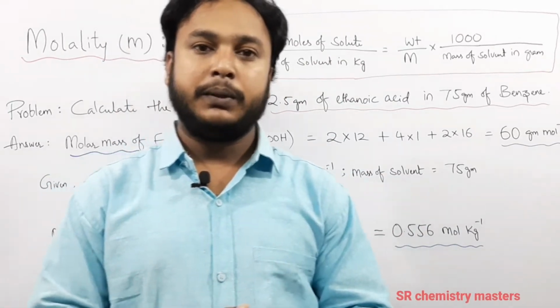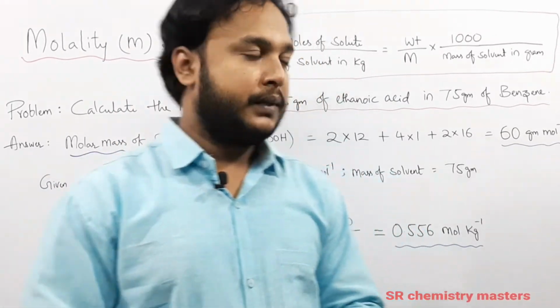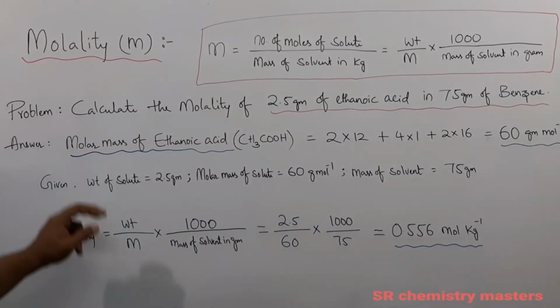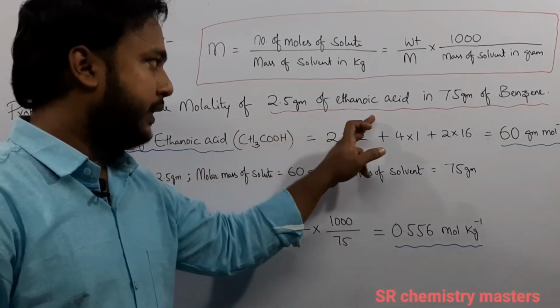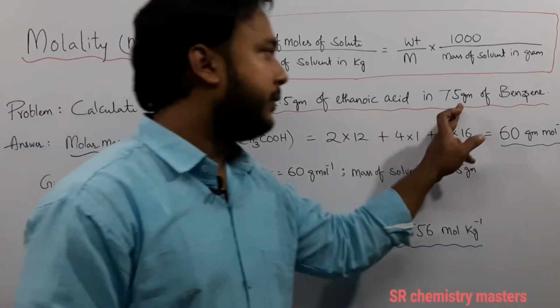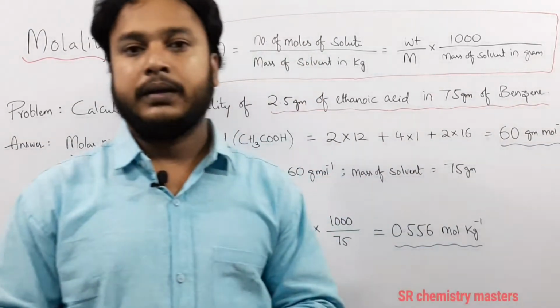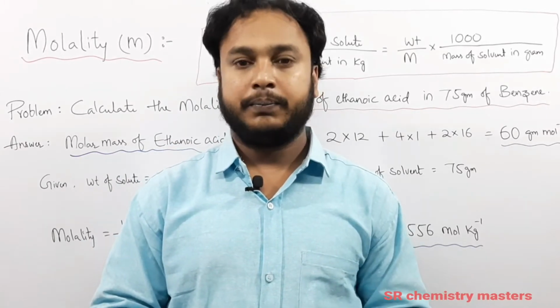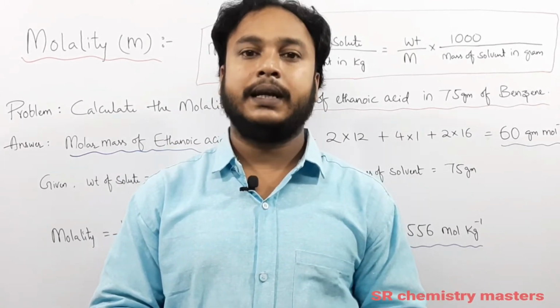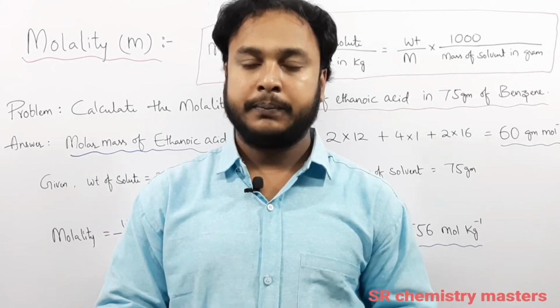Now let us see a problem related to molality. Here on the board a question is given. Calculate the molality of 2.5 grams of ethanoic acid in 75 grams of benzene. Here ethanoic acid is present in benzene. The solvent is benzene and the solute is ethanoic acid.